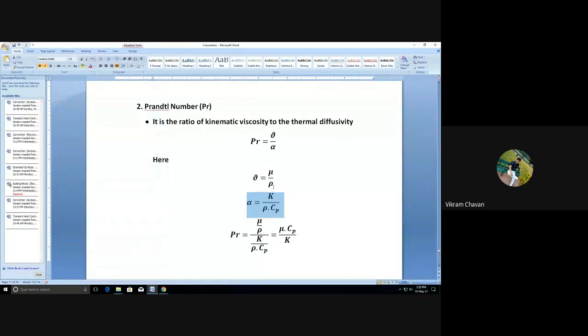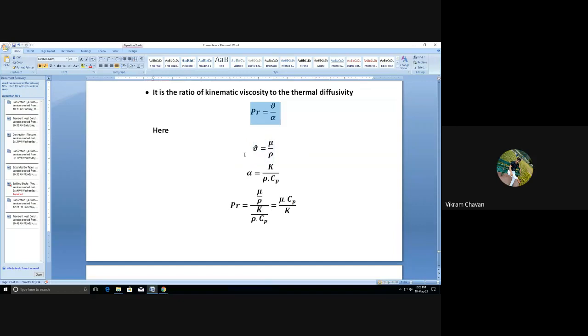Then Prandtl number, according to our definition, is the ratio of kinematic viscosity to the thermal diffusivity. Prandtl number can be written as nu divided by alpha. Okay, put the formulas of nu and alpha in the Prandtl number equation. So we will get mu divided by rho, whole divided by k divided by rho multiplied by Cp. Here the densities will be cancelled, Cp will be transferred to the numerator side, and we'll get the Prandtl number formula as mu Cp divided by k.